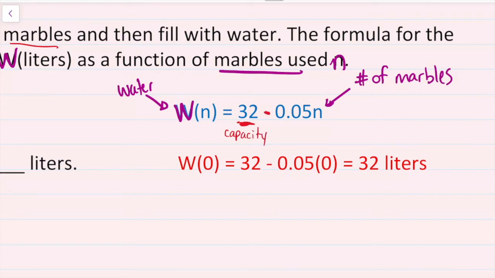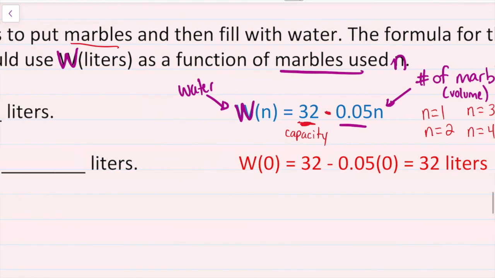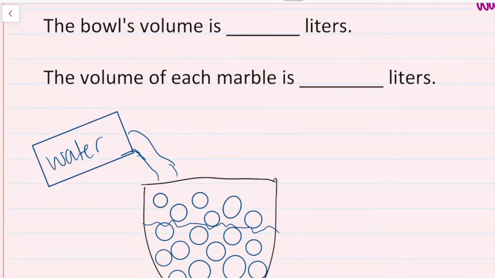And when you subtract the number of marbles, well, if n equals 1, how many marbles do you use? 1 marble. If you put a 2 for the n, that's 2 marbles. N equals 3 marbles, etc. Well, what do you think the 0.05 represents? Yeah, you guessed it. In this case, it represents the volume of each marble. That's why the decimal is so small, because each little marble is going to be 0.05. That's the volume it takes up in the bowl.